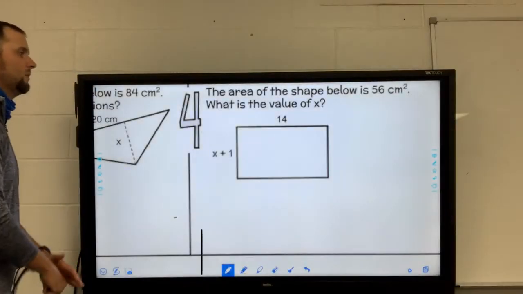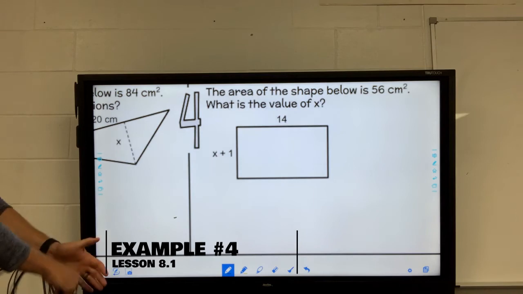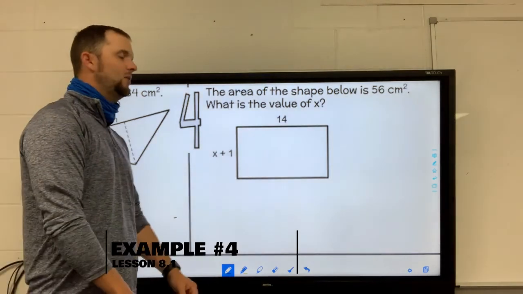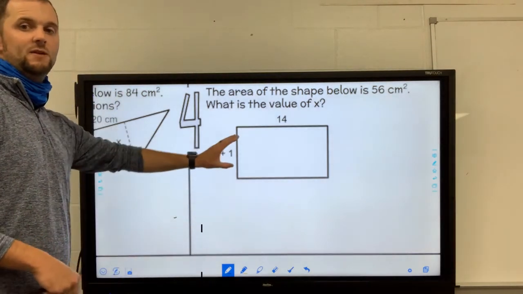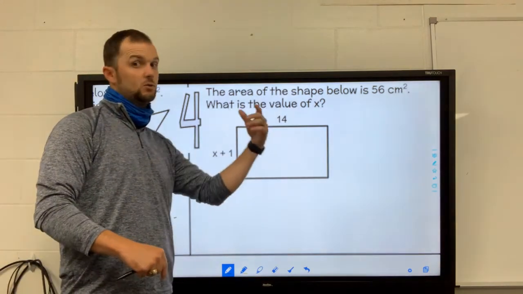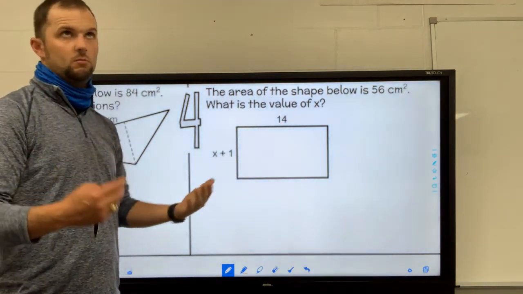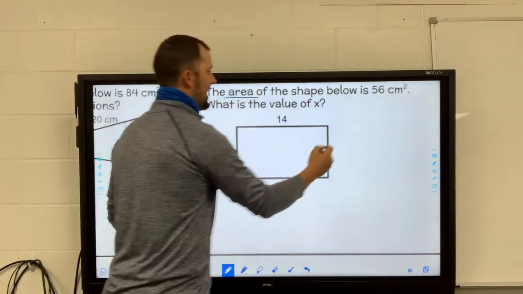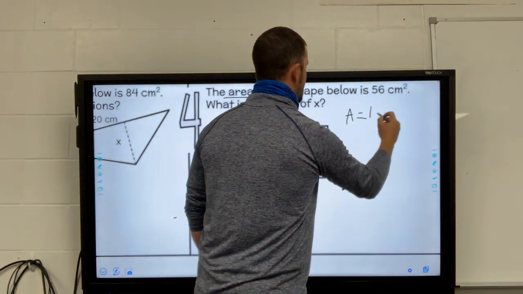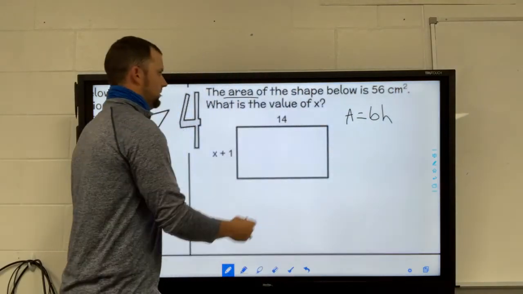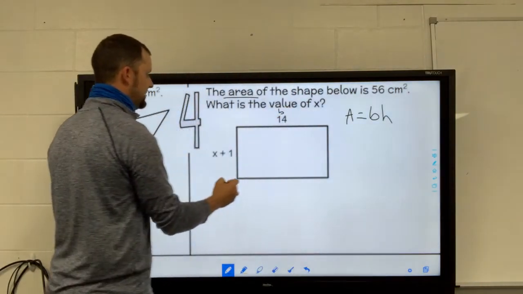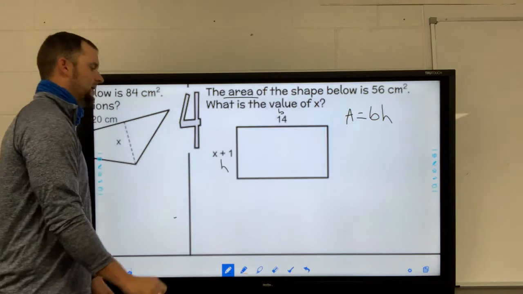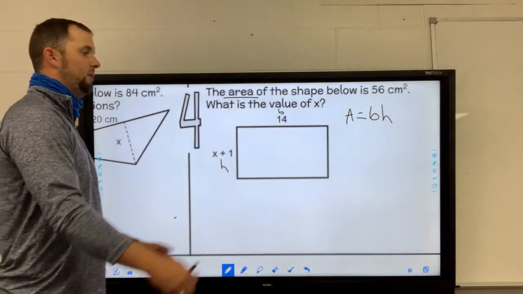All right, look at example number 4. It says the area of the shape below is 56 centimeters squared. What is the value of x? So right now, looking at this shape, this is a rectangle, which is also a parallelogram, which can use the same formula as a square. So I know the area of that is going to be A equals base times height. So it looks like 14 is going to be my base, and it looks like my height is going to be x plus 1. So I'm literally just going to plug in everything I know.